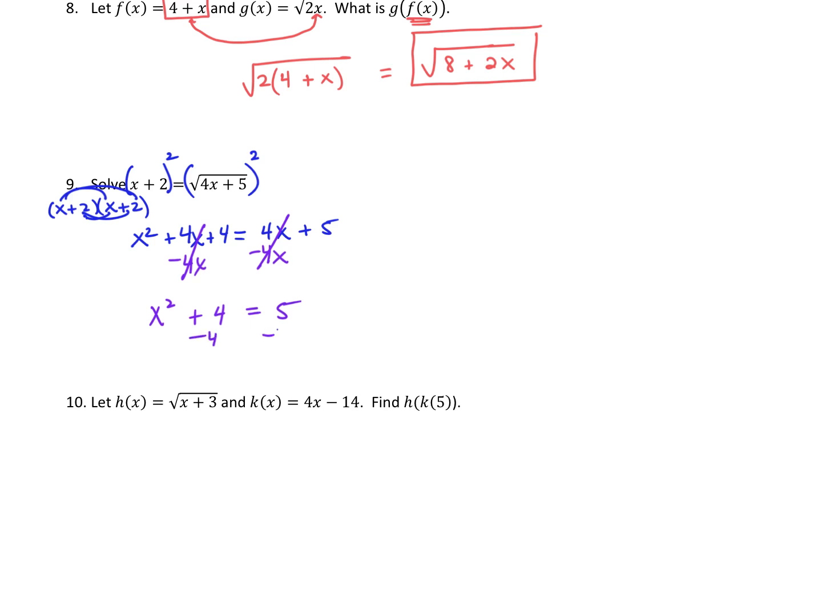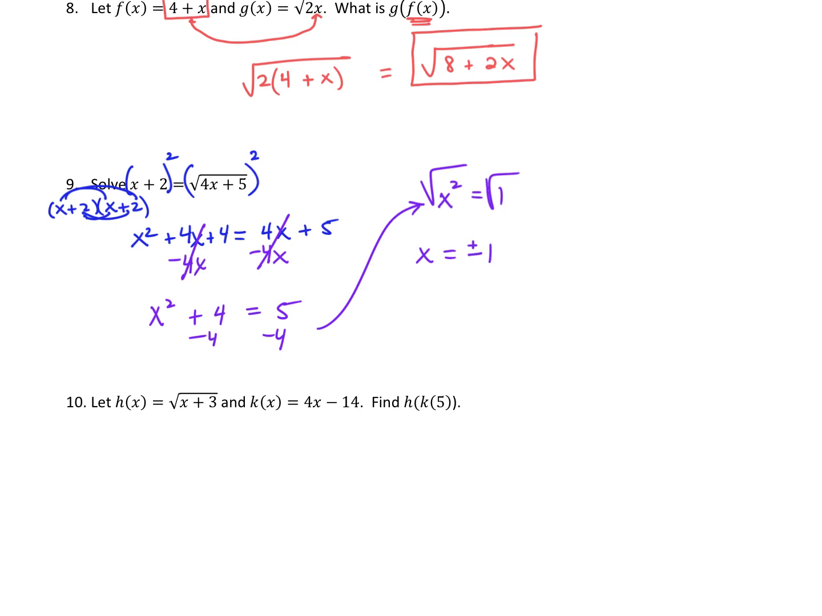We can subtract 4 from both sides. I'll continue my work over here. So we have x squared equals 5 minus 4, which is 1. And now we square root both sides. The square root of x squared is x. When you square root both sides of an equation while solving for x, we get two answers for this. x could be a positive 1 or a negative 1. So plus or minus 1.